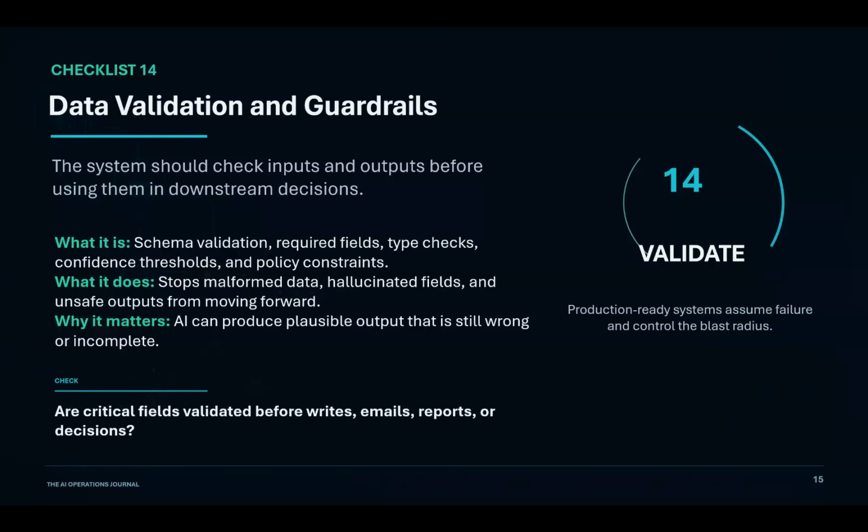And guardrails are very important, mainly for AI systems, because again, if you have an AI agent providing customer support, you do not want that agent giving legal advice, for example. So you have to have guardrails in place that say, hey, never give legal advice. Or if they ask for financial information, escalate to a human, transfer to a human, things like that. A quick question you can ask yourself is, are critical fields validated before writes, emails, reports, or decisions?